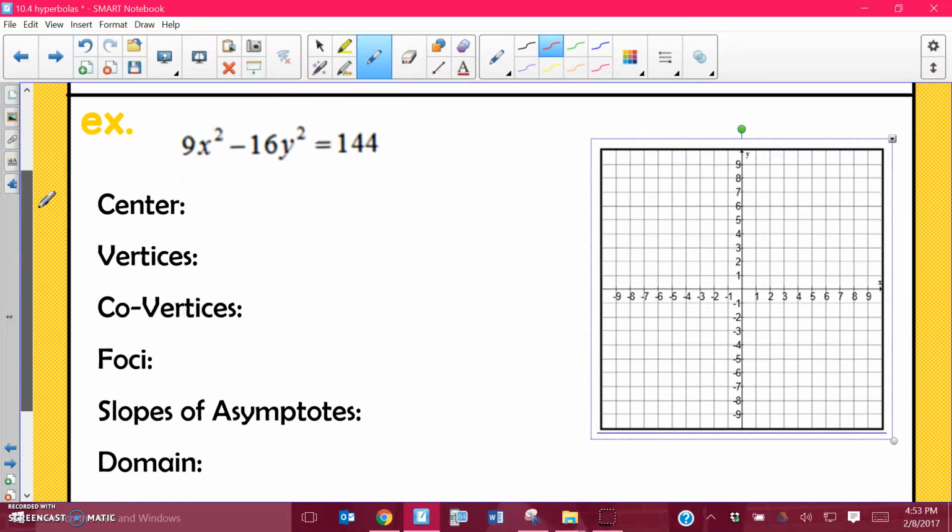Okay, so here's my equation, and notice I put a grid over here just because I've been drawing them so terribly before. I want them to look nice. You're just sketching, it doesn't have to be perfect.